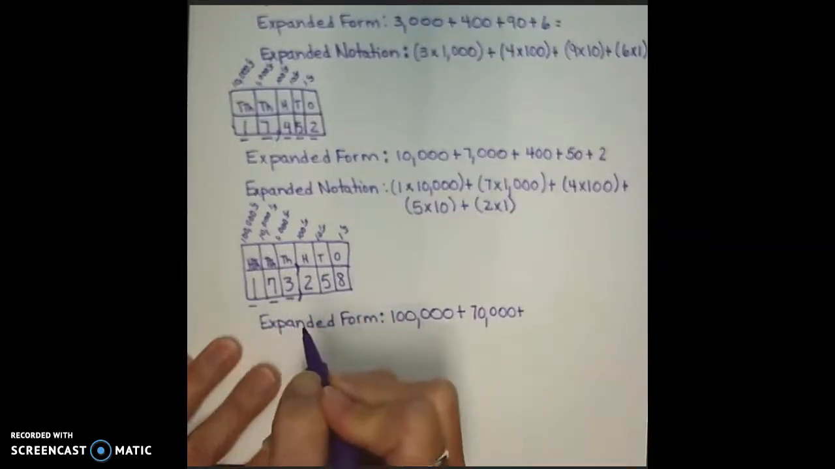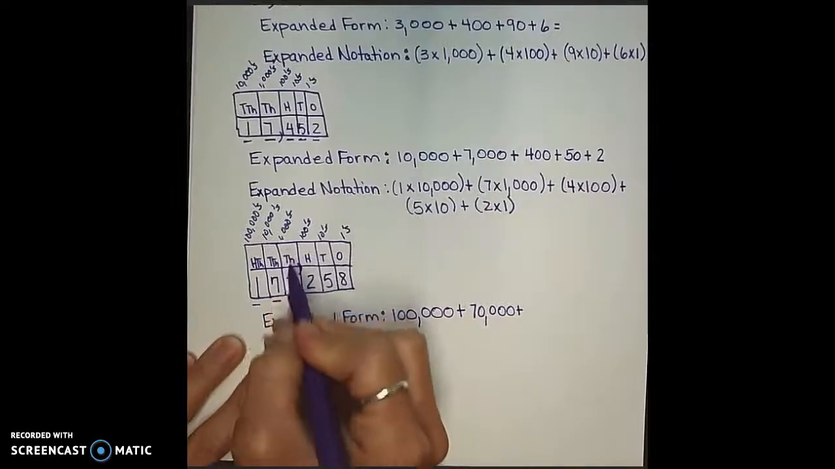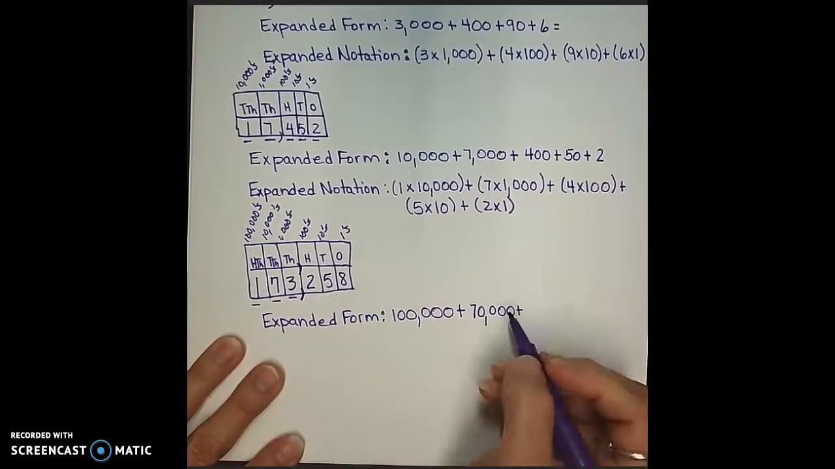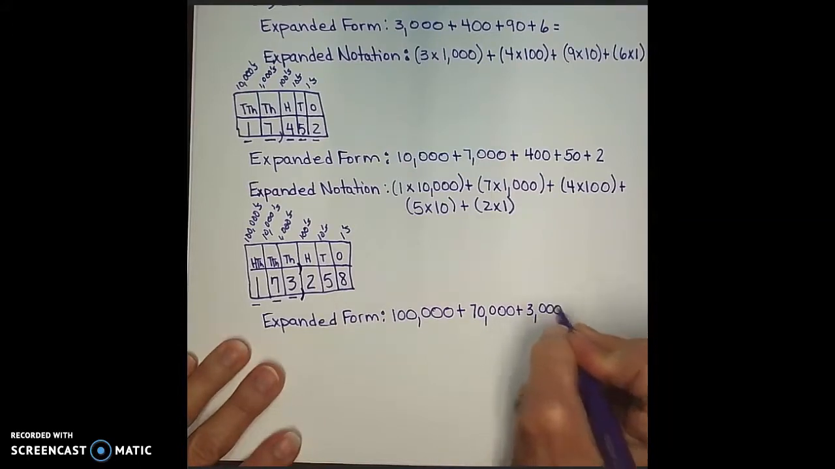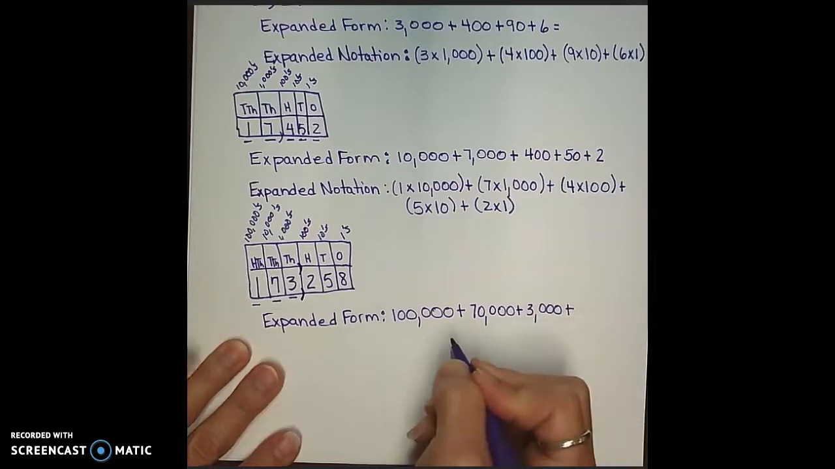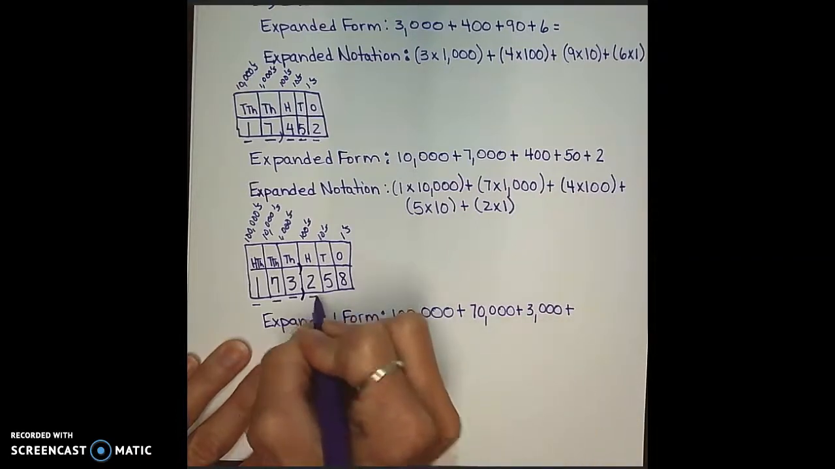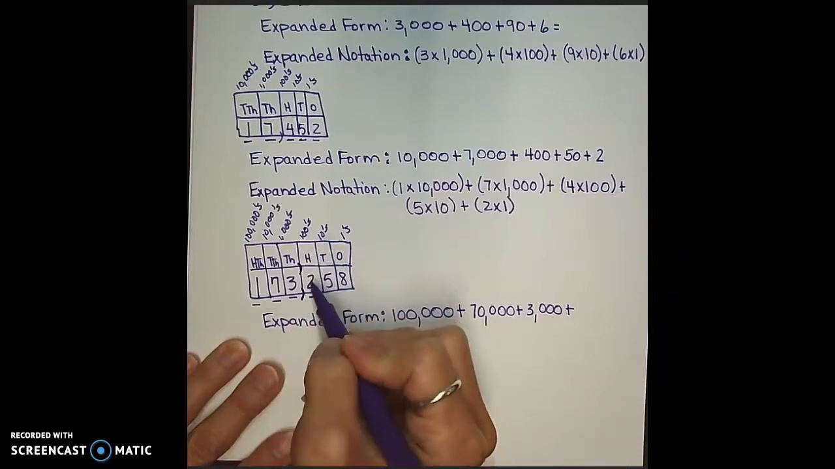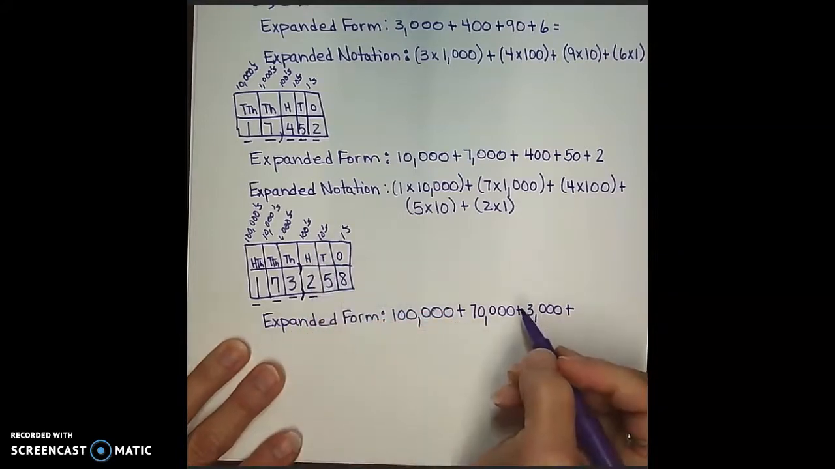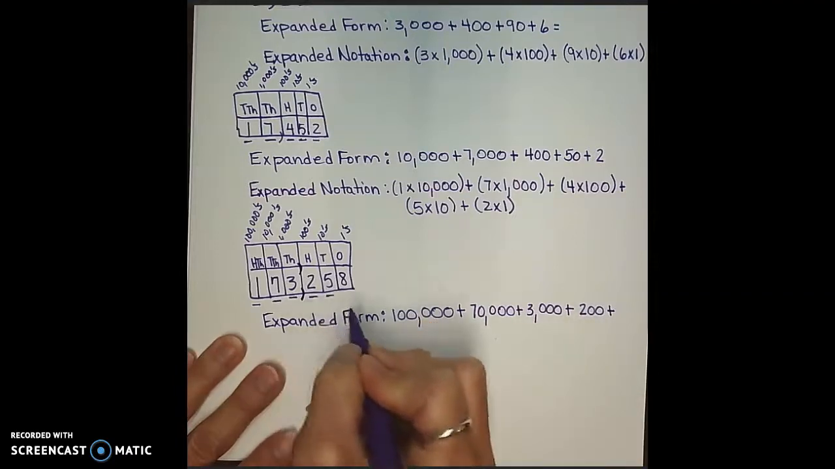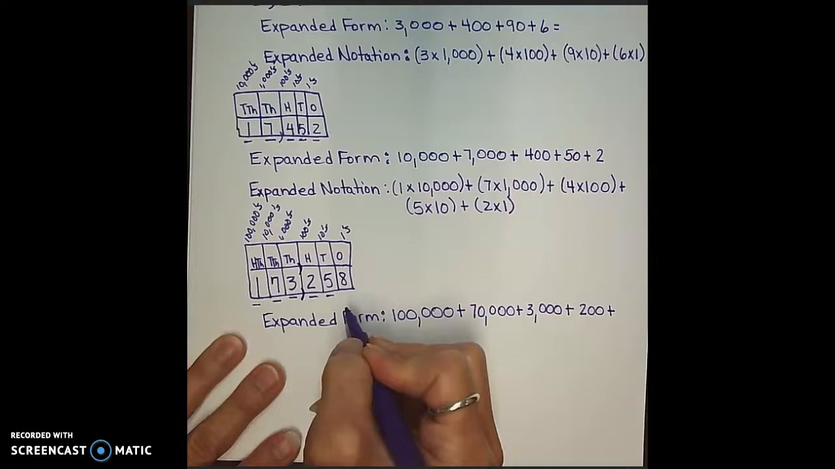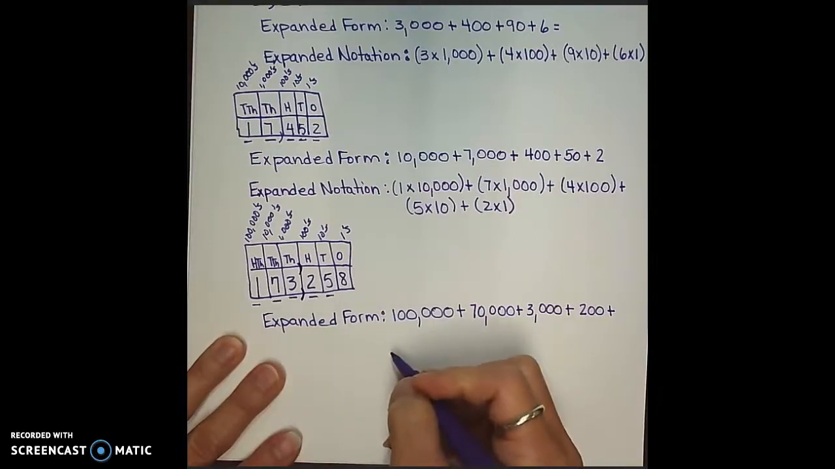Then I move to my thousands place. I have 3 thousands. So I go 1,000, 2,000, 3,000 to find the value. And put my plus sign. Then I move to my hundreds place. I have 2 100s. So I have 100, 200 is the value of my hundreds place. Then I move to my tens place, and I have 5 tens. So the value of my tens place is going to be 10, 20, 30, 40, 50.